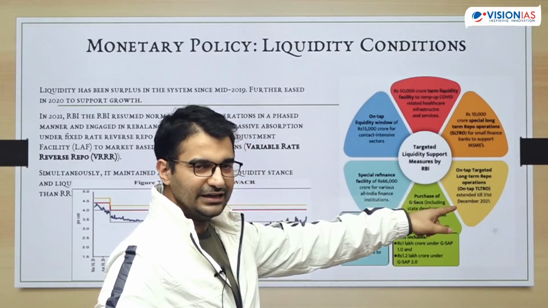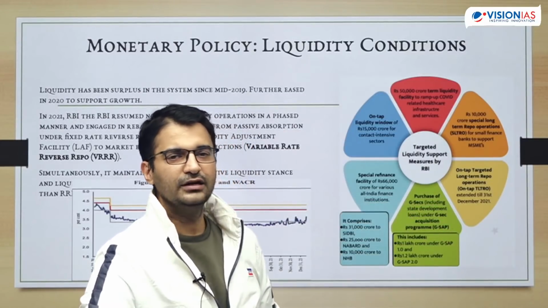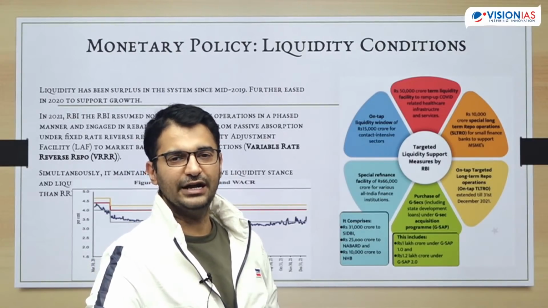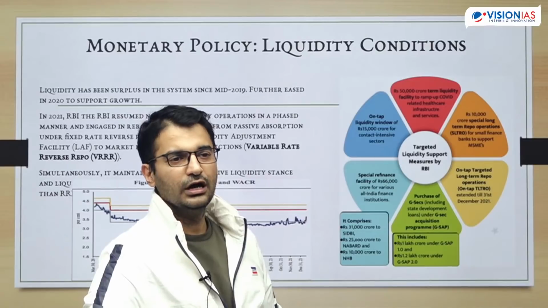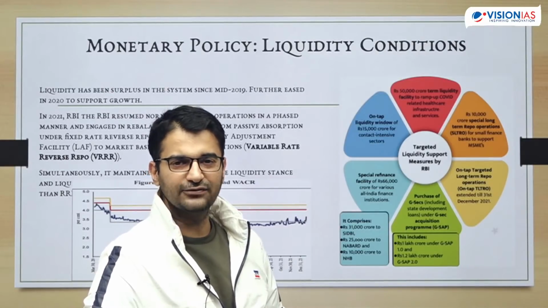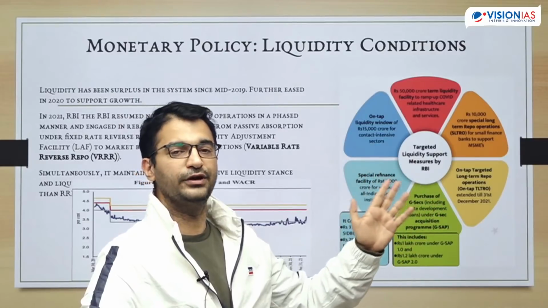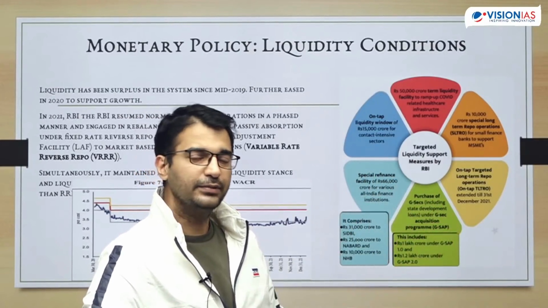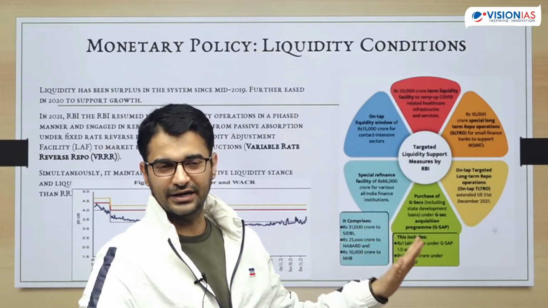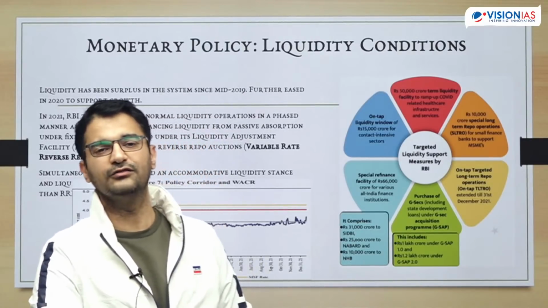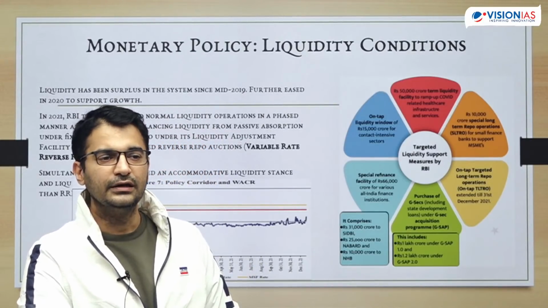RBI also conducted LTRO operations. LTRO क्या होता है? Repo operations mean those in which RBI lends money to banks for a short duration. RBI does not lend money to banks for a long duration. It used to lend money to banks for a long duration at a rate of interest called the bank rate. अब कई सालों से वो बैंक रेट को रिटायर कर दिया गया है. नाउ बैंक रेट के ऊपर RBI now does not lend money to banks for a longer duration.